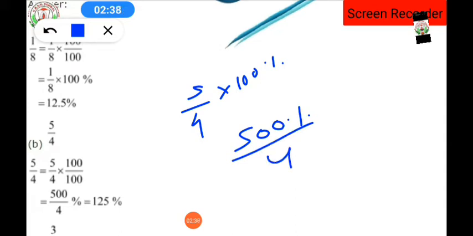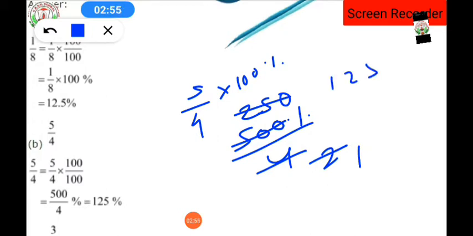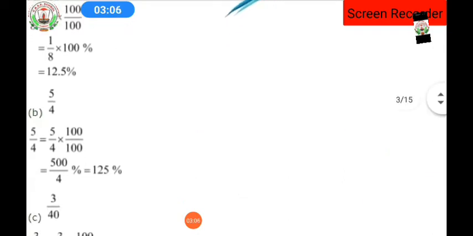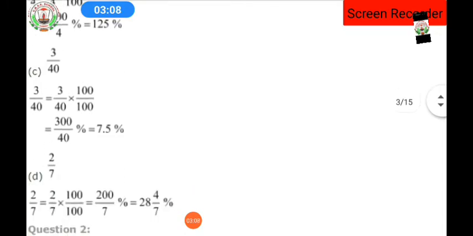Now 500% upon 4 we are having, so divide by 2. Here it will be cancelled by the table of 2. It will be cancelled how many times? 2, then 5, 0. Now again it will be cancelled. Here it will be 1, 2 and 5, 125. So what is the answer we are getting? That is 125%. So 5 by 4 is converted into percent as 125%. Clear everyone?